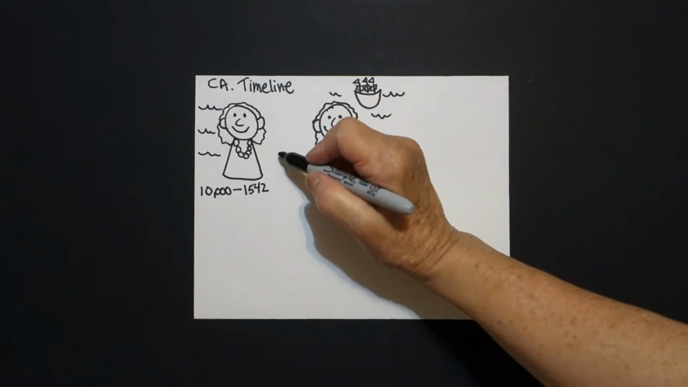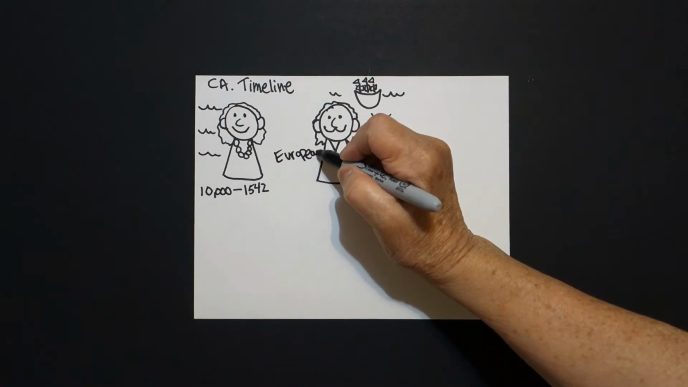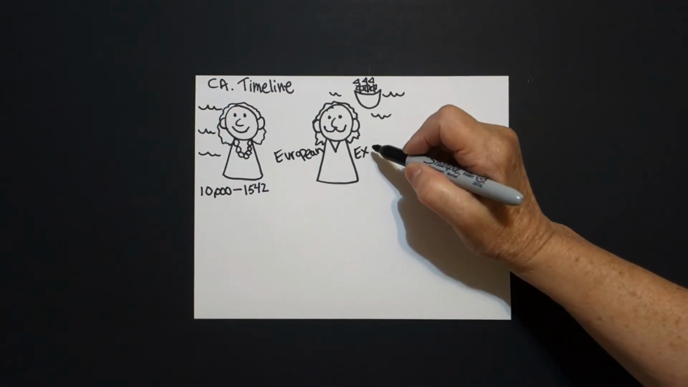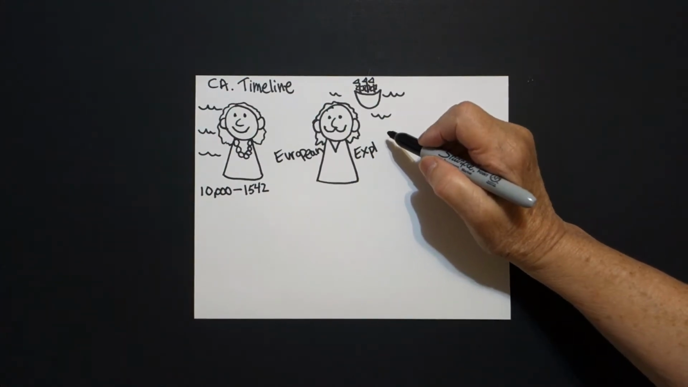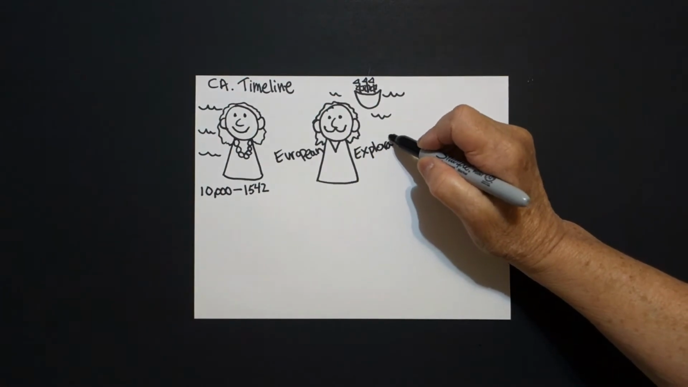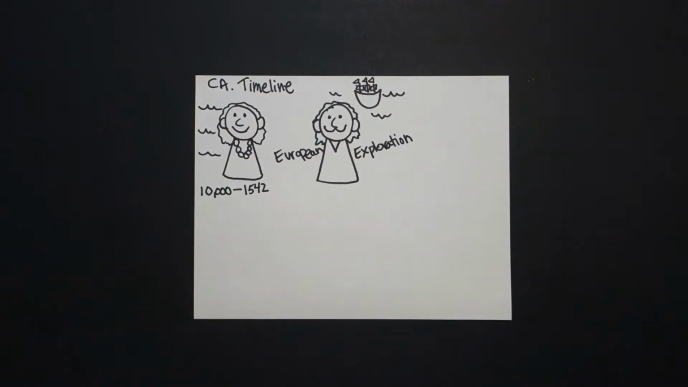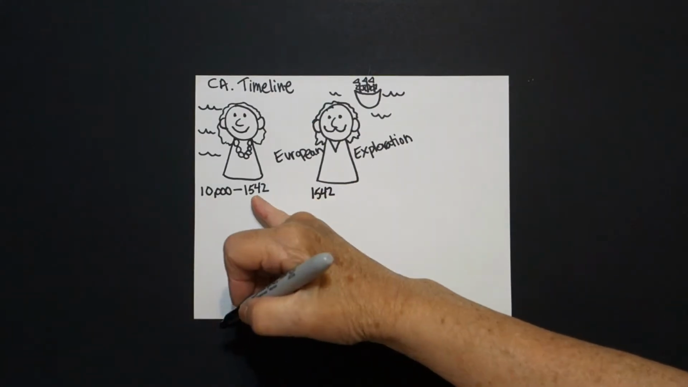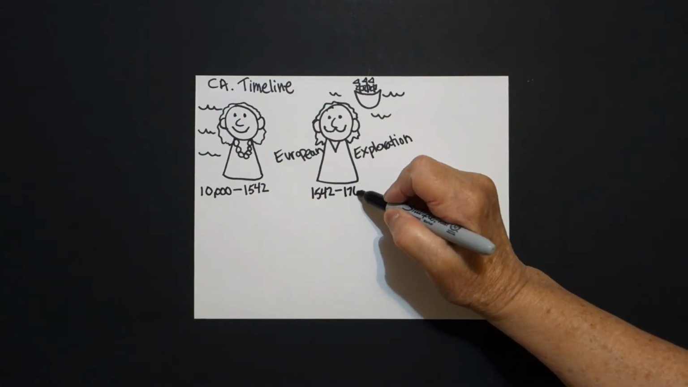This represents the European exploration. So this is all the explorers. Sir Francis Drake, Spanish ones, Russian ones, everybody between 1542, right here, 1542 through 1769.